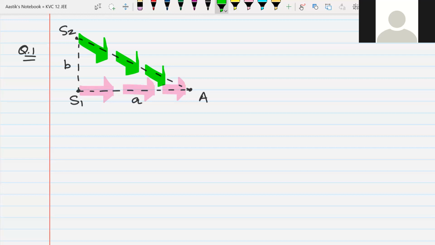Sir, can you give us hints? I just now gave you a hint. Find out how much distance this pink wave is traveling. Find out how much distance this green wave is traveling, and you are done. Path difference. What's path difference? Shall I do it? Okay. It seems like I have to do it.